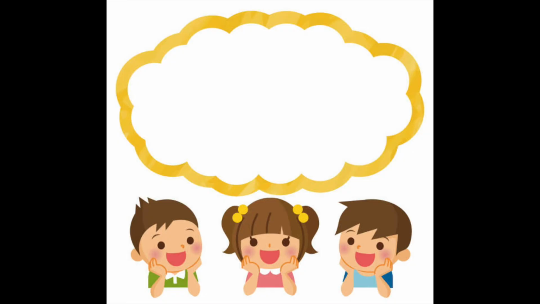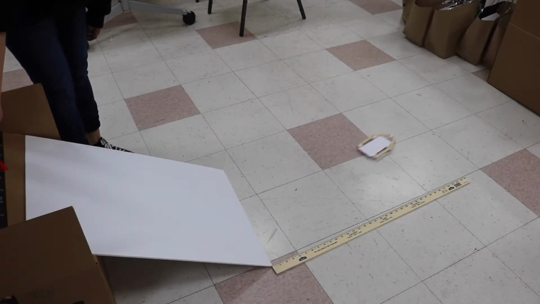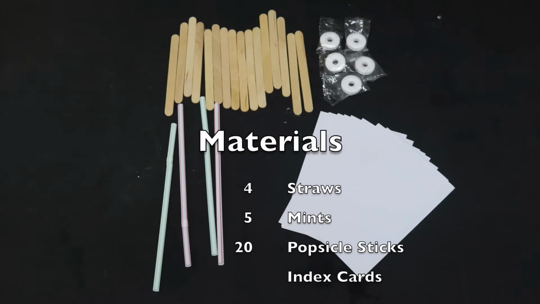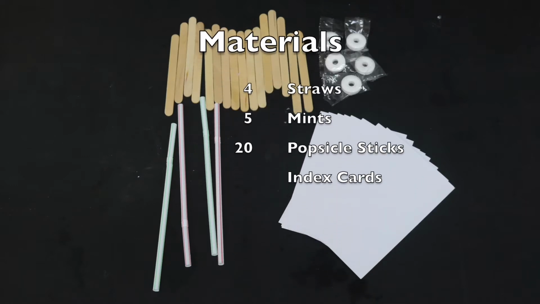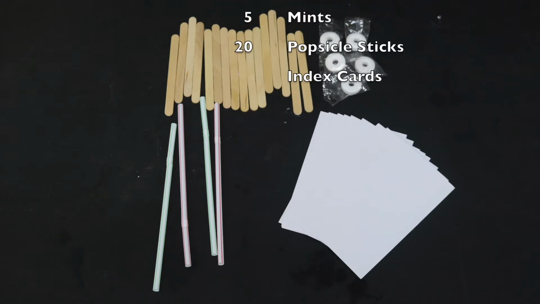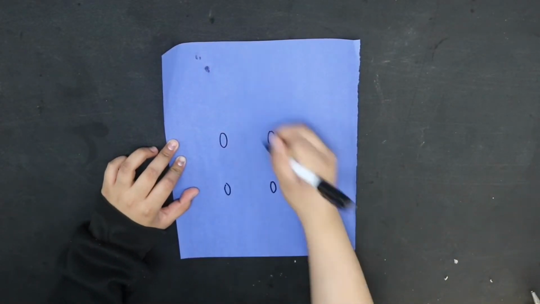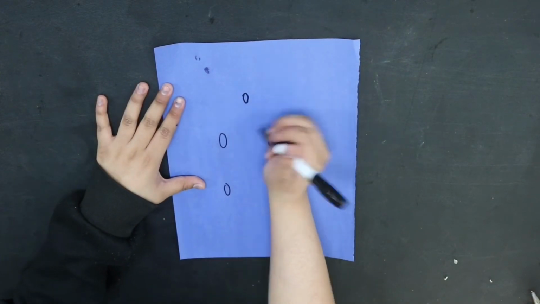Today, we're going to put our thinking caps on and we're going to be designing a transportation system that will get rocks from one place to another. For today's activity, I will be using straws, mints, popsicle sticks, and index cards. But don't feel like you are limited to these items. You may use anything that you have at home, such as small boxes, bottles, milk carton, anything that you wish. Remember, the materials that you use will depend on your design and your creativity.